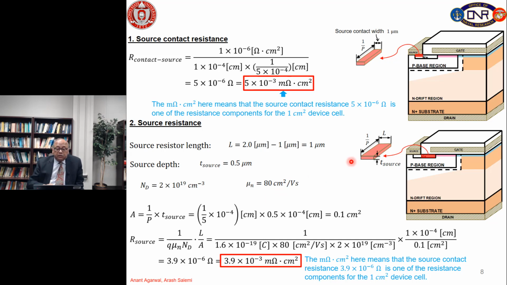So, now we can calculate the cross sectional area for the electrons to flow from left to right along the source, and that would be 1 over P times the thickness of the source, and that comes out to be 0.1 centimeter square. And then we can calculate the source resistance by a simple formula: thickness divided by cross sectional area times the resistivity, which is 1 over Q times the mobility times the doping. You plug in all these numbers, you get an absolute resistance of 3.9 micro ohms.